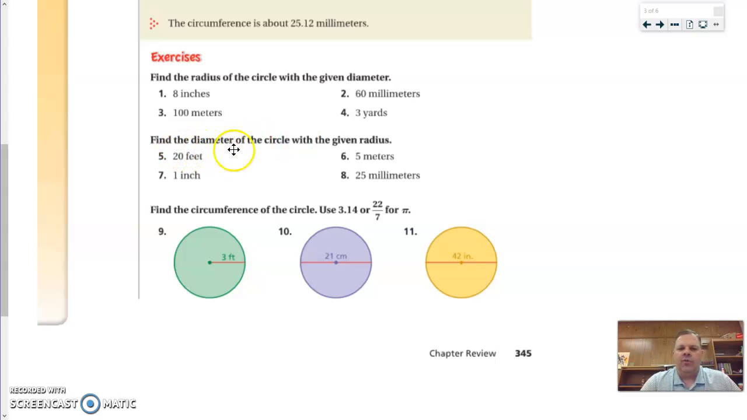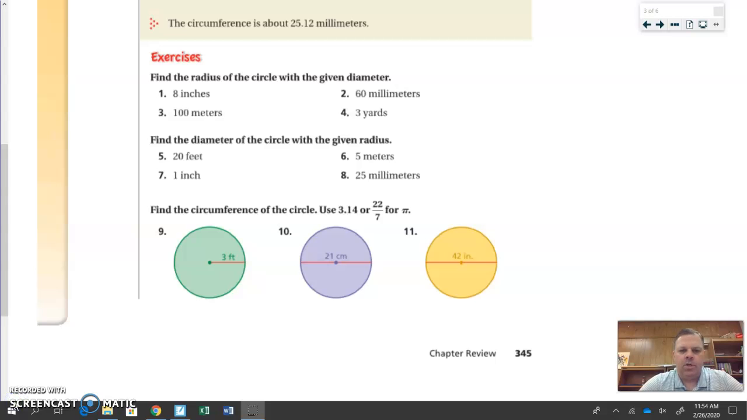Similarly, we are going to find the diameter of the circle given the radius. If our radius, which is something like this, is 1 inch, our diameter is going to be 2 inches. We double it. Likewise, if we have 25 millimeters, we will take that times 2, and our answer is 50 millimeters.